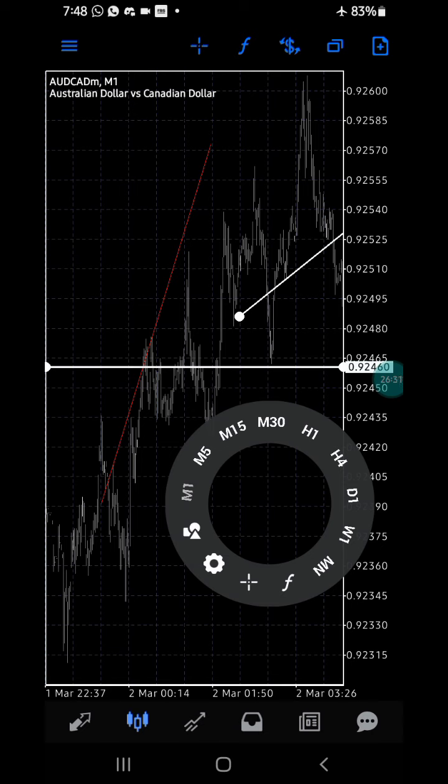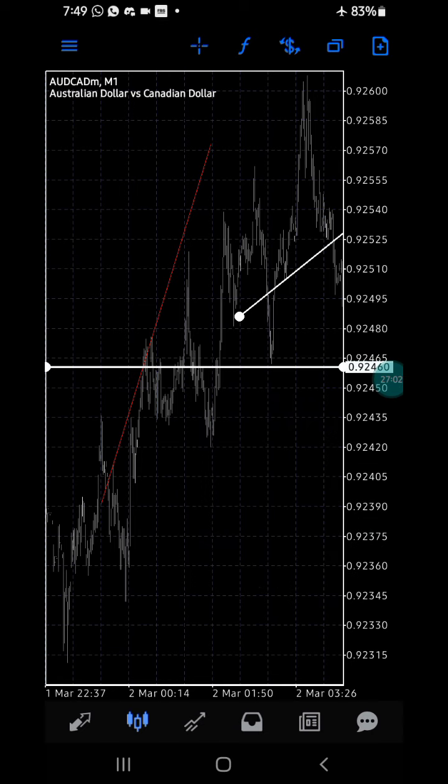M1 means 1 minute time frame. M5 means 5 minutes time frame. M15 means 15 minutes time frame. M30 means 30 minutes time frame. H1 means 1 hour time frame. H4 means 4 hours. D1 is day. W1 is week. MN means month. So whenever you click on M1, that means every candle on this chart appears in 1 minute.